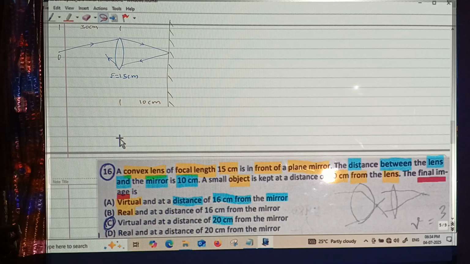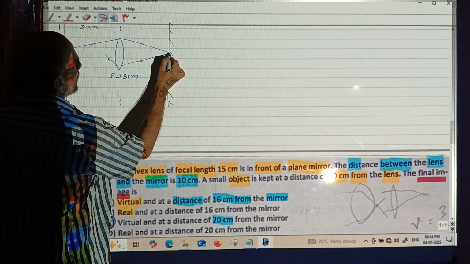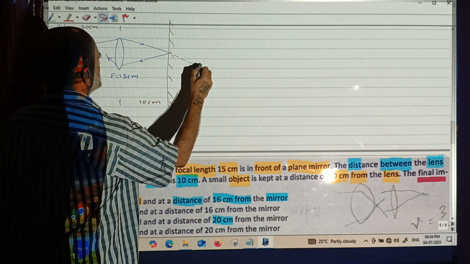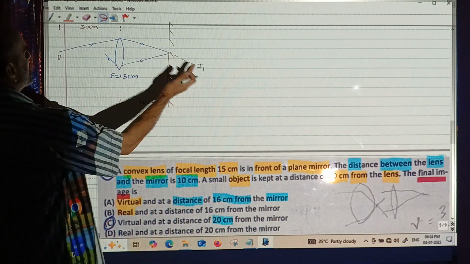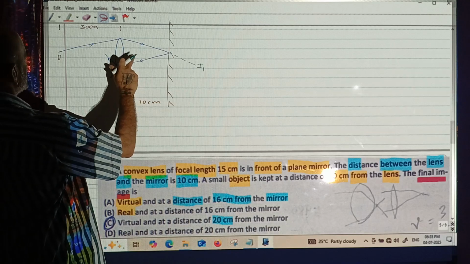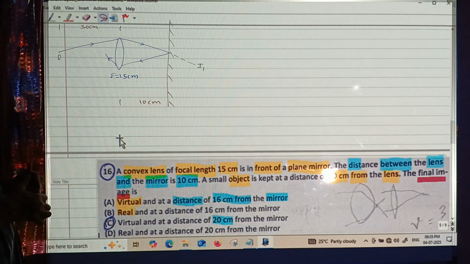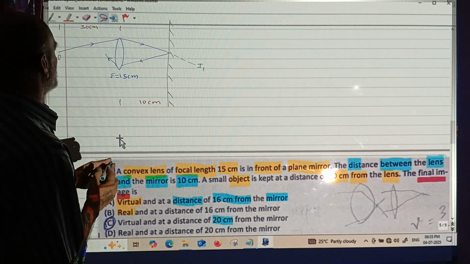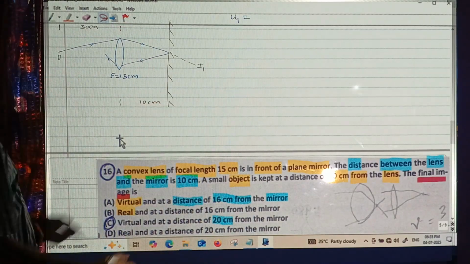So we can break this into 3 steps. First step is to get the image through the lens. So light will go here and form an image somewhere here. This is the first image I1. And this image will act as an object to the mirror and produce an image on this side. And that image I2 will act as an object for the lens for the second time and produce an image here. Okay, so for the first image by the lens, u1 is 30 centimeters.